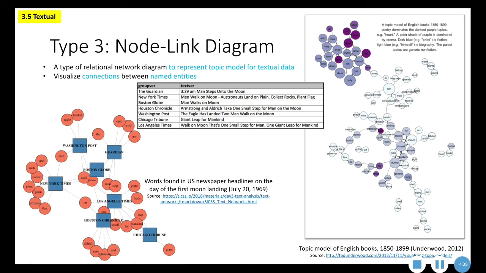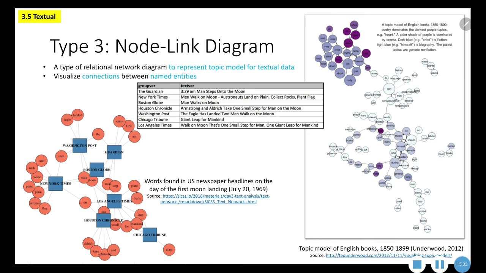In the first type of visualization in this topic, we have learned about the relational network diagram. It is the same thing, but it is used in text representation. It visualizes connections between named entities. The blue ones are entities, and the red ones are the nodes, all the children for that particular entity, and the line is a connection.